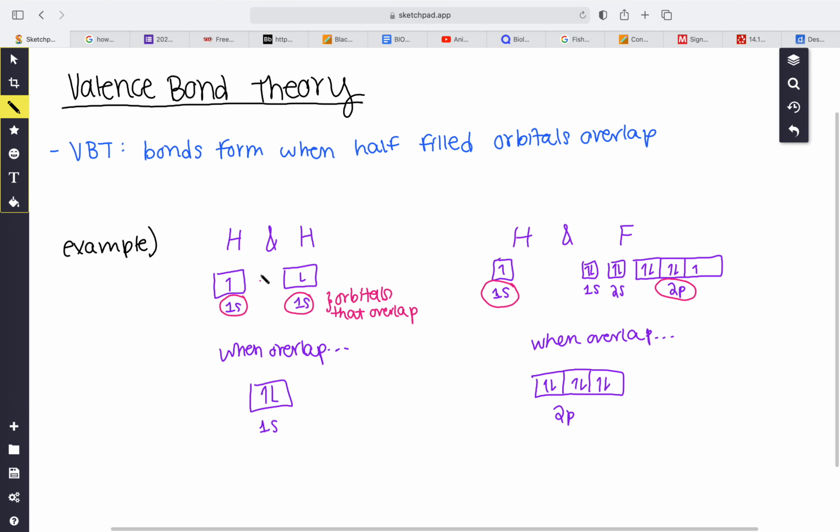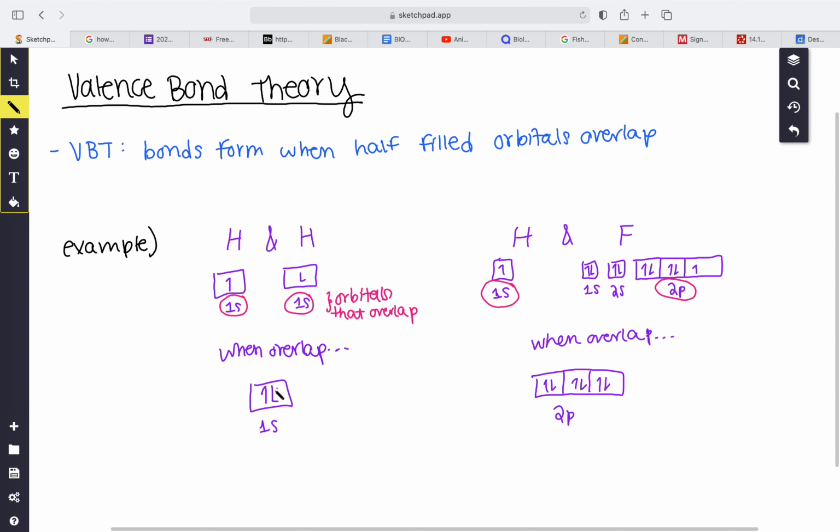So I have an example down here where we have hydrogen and hydrogen. What those orbitals look like is a 1s and a 1s with only one sad, lonely electron. Those are going to be the orbitals that overlap because those are the half-filled orbitals, right? Those are the only two half-filled orbitals that are possible between hydrogen and hydrogen, because that's the only orbital notation that hydrogen has.